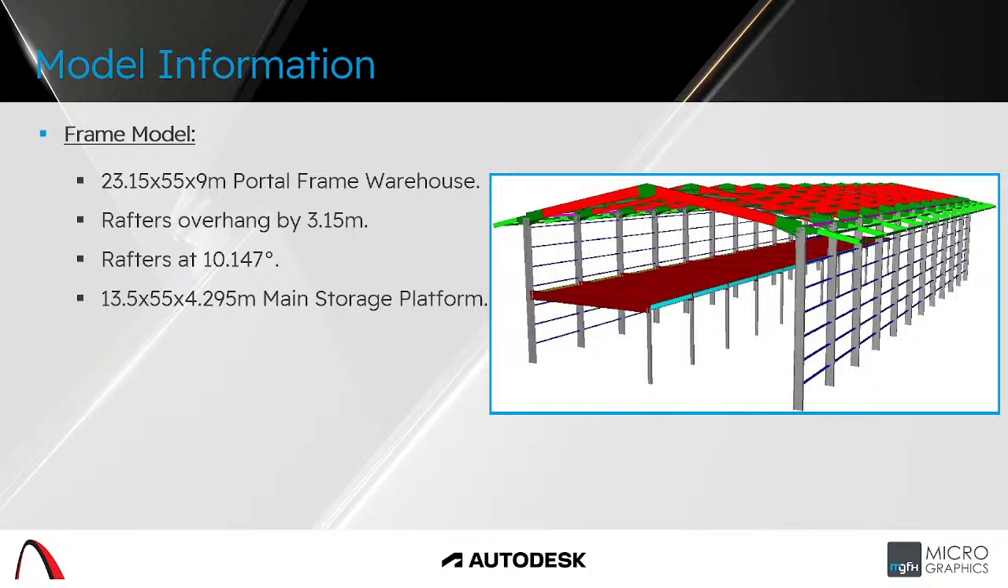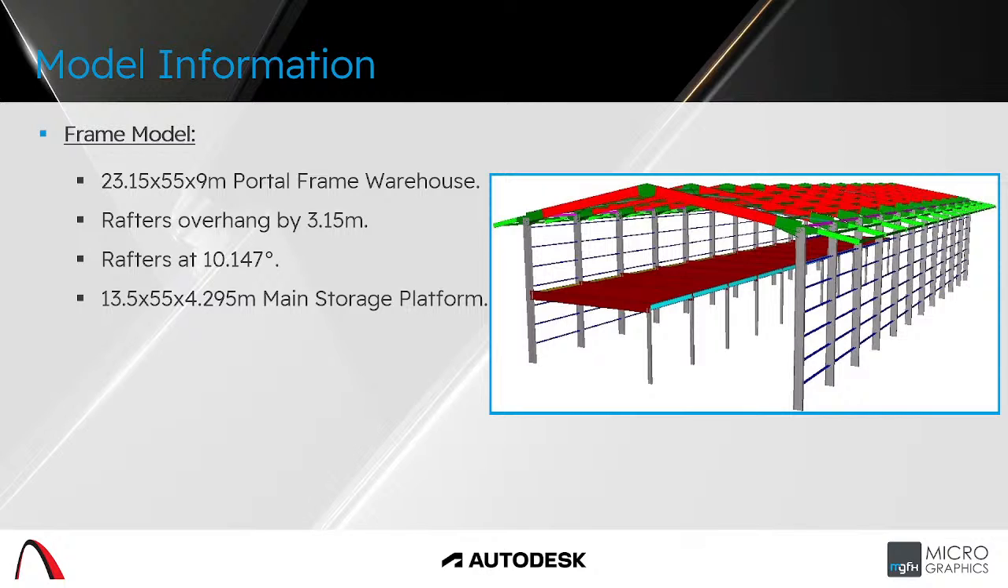Then my frame model, so I'll have a portal frame warehouse, which will be 23.15 by 55, and it will be 9 meters high. It will also have overhang rafters on this side, as you can see, and there will be 3.15 meters from the first column on either side of the building. And then my rafters are at 10.147 degrees, and then my main storage platform will be 13.5, and it'll also be 55 meters wide, and it will only be 4.295 meters high.